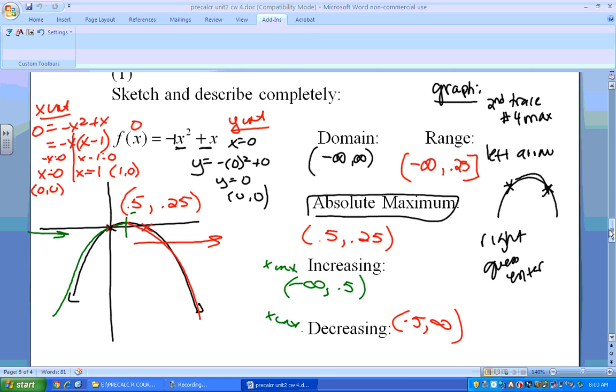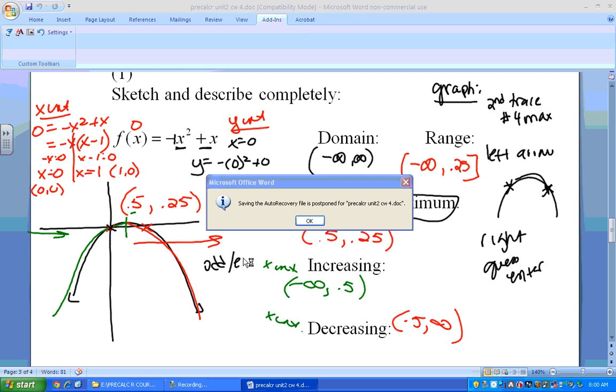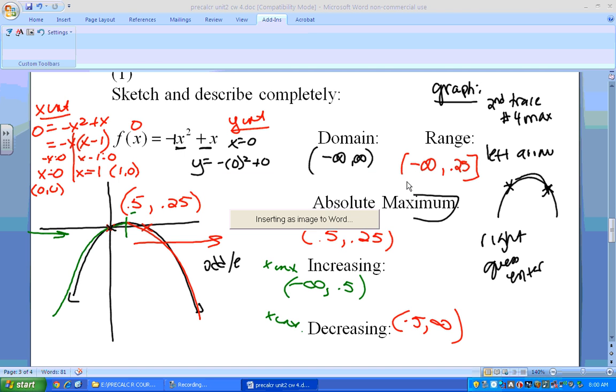And the last thing we want to do is tell if this is odd or even. And what do we do to tell if it's odd or even? John? If it reflects on the y, so is it reflecting over the y-axis? No, so it's not even. If it's odd, it's going to reflect through where? The origin. So is it reflecting through the origin? No, but now we have to show this algebraically.